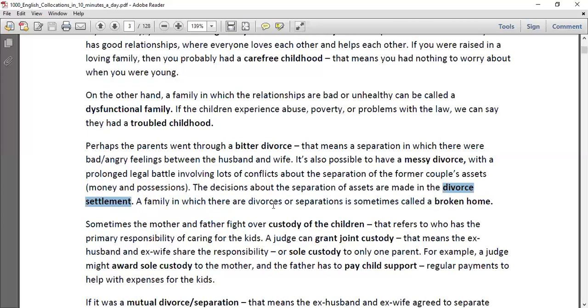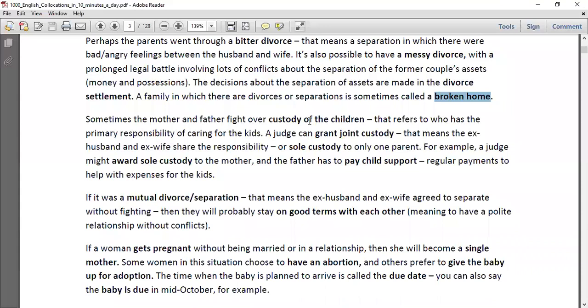A family in which there are divorces or separations is sometimes called a broken home. Not a broken family, a broken home. Sometimes the mother and father fight over custody of the children. Custody of the children refers to who has the primary responsibility of caring for the kids. A judge can grant joint custody. Joint means the ex-husband and ex-wife share the responsibility. Or sole custody to only one parent. For example, a judge might award sole custody or grant sole custody to the mother, and the father has to pay child support.